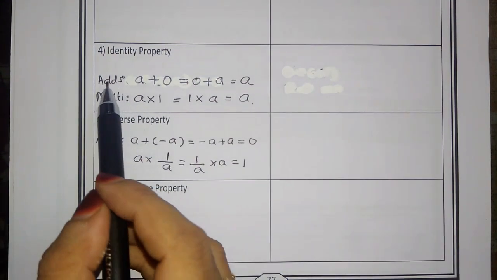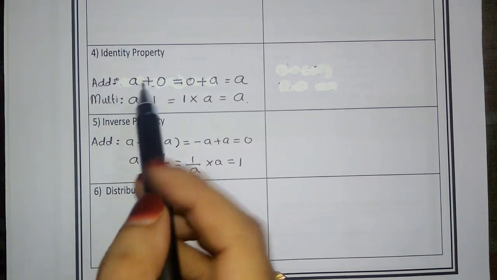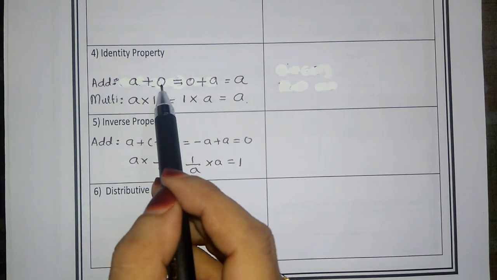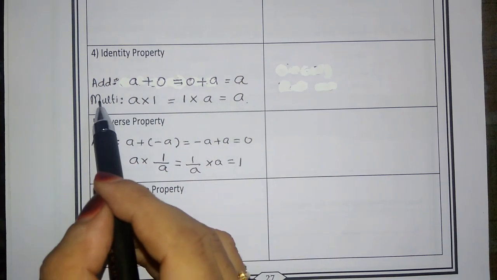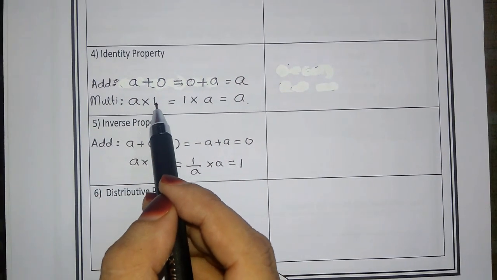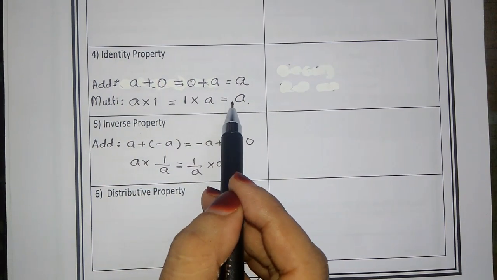So let us see now the identity property. For addition and multiplication, I have already told. For addition, a plus 0 and 0 plus a is a. That is the general form. And for multiplication, a into 1 is equal to 1 into a is a.